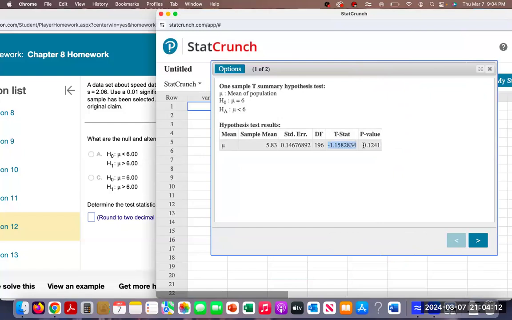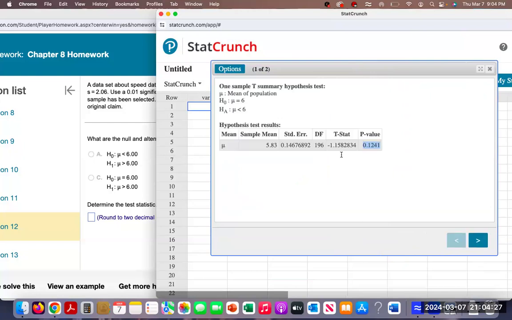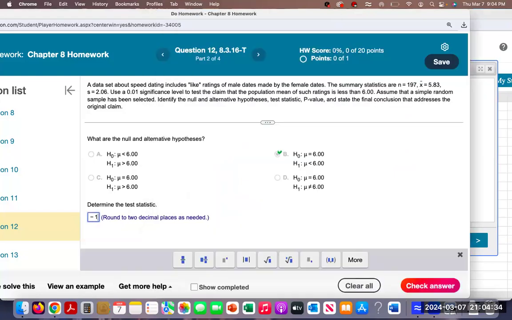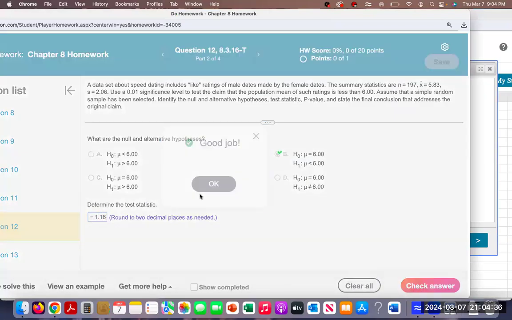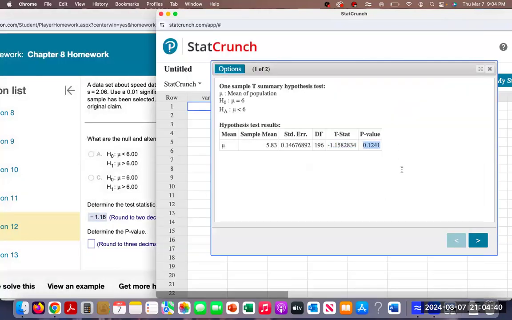Here is our test statistic. This is our p-value. And here's the graph. It's a left-tail test, so the shaded area is our p-value. And here is the test statistic. Rounded to 2 decimal places, we get negative 1.16. The p-value rounded to 3 decimal places is 0.124.